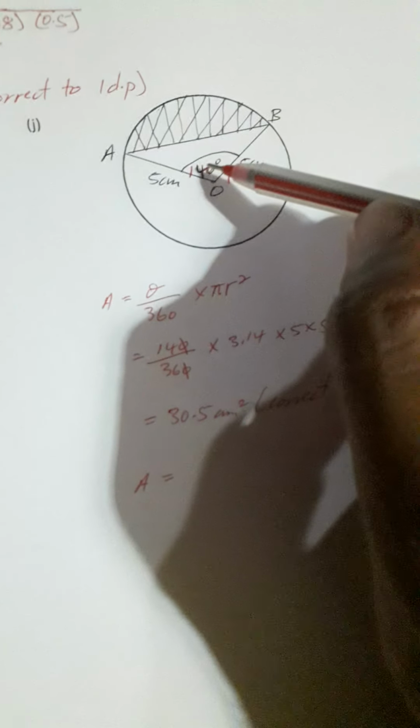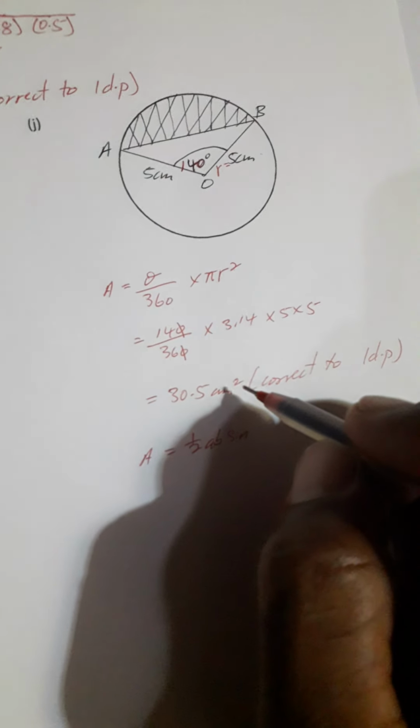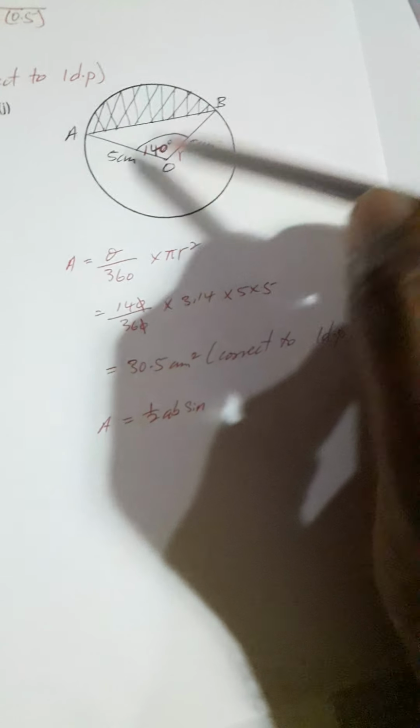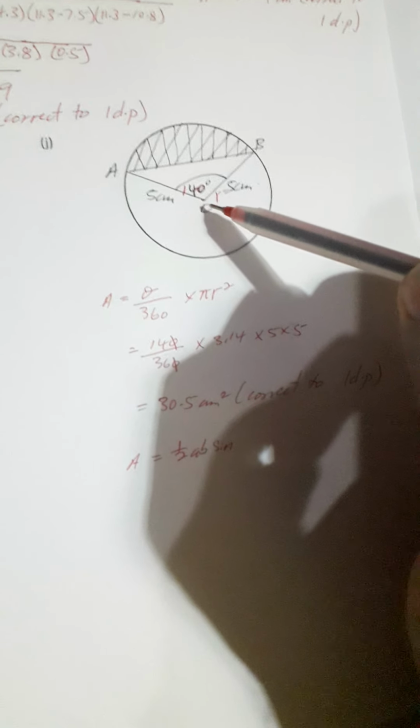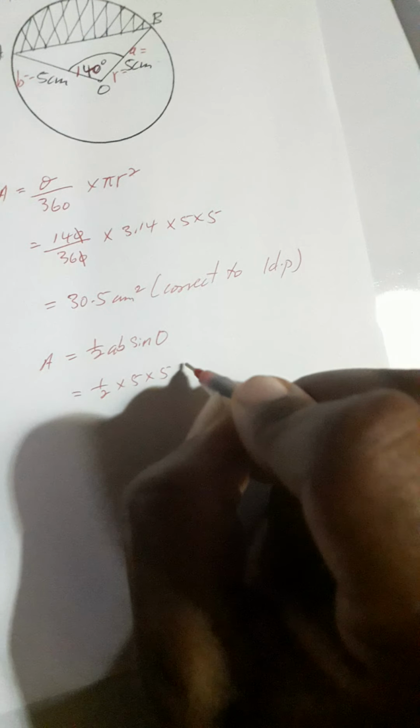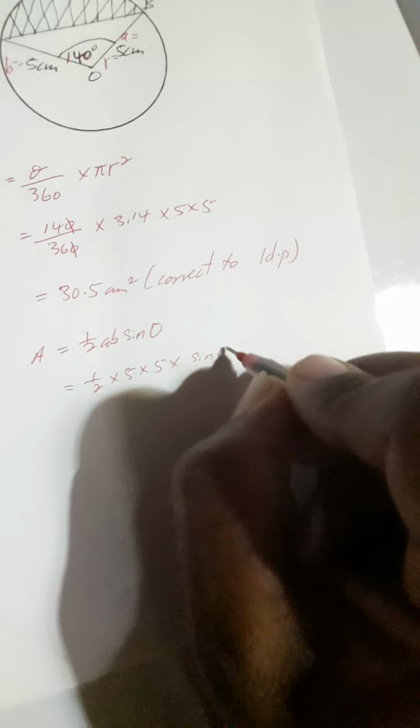Okay, now let us find the area of the triangle. In this triangle, we are given the angle and the length of two sides. So we can use the formula half ab sine C. The angle in this triangle is not labeled with a, b and C, it's labeled with a, b, O. So instead of sine C, we'll write sine O. Opposite a will equal that, opposite b will equal that. So it will be half times a, which is 5, times 5 times sine 140.